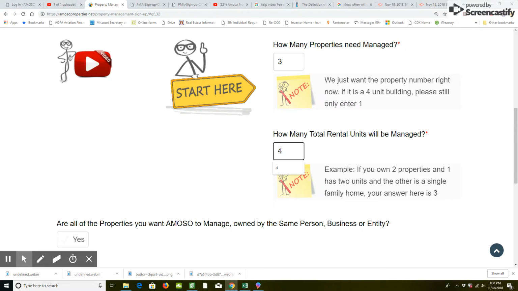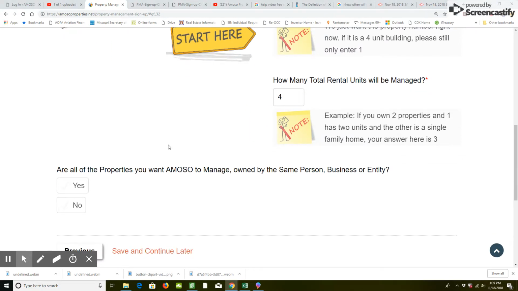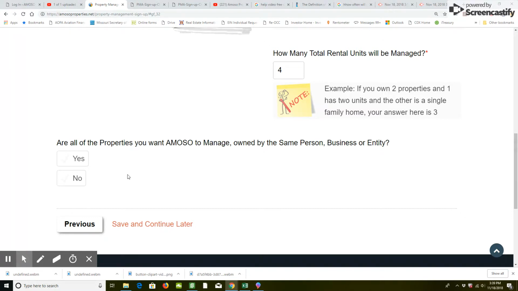In fact, I'm going to use that example as we move through the rest of this process. So I'm going to assume that you have 3 properties you want us to manage. One of them is a duplex, and the other 2 are single-family homes, so a total of 4 units. And that is that. Then the next question you'll get asked is whether all these properties are owned by the same person, being you, or a business entity like an LLC or an S corp or something of that nature.